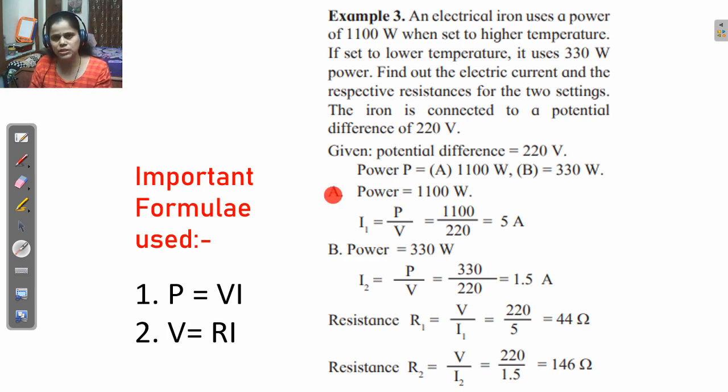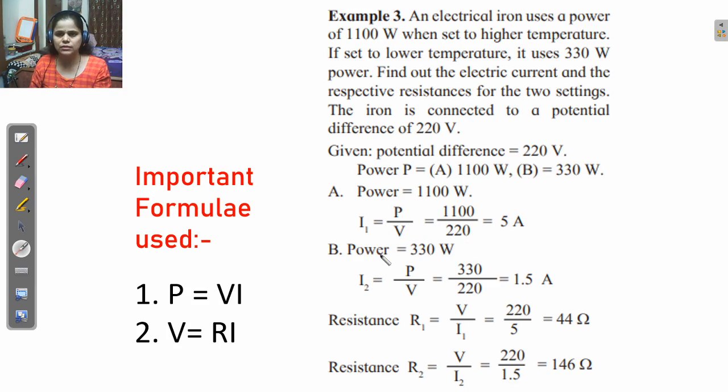Let's see the first condition. If temperature is high, so power is given 1100 watt, and we have the formula P equals to V into I. So by this formula we can write I1. I write here 1 for first condition. I1 equals to P upon V. We have the formula P equals to VI. So I equals to P upon V. Then put the values. P 1100 upon V is given 220. So we got the 5 ampere. This in first case the current flow is 5 ampere.